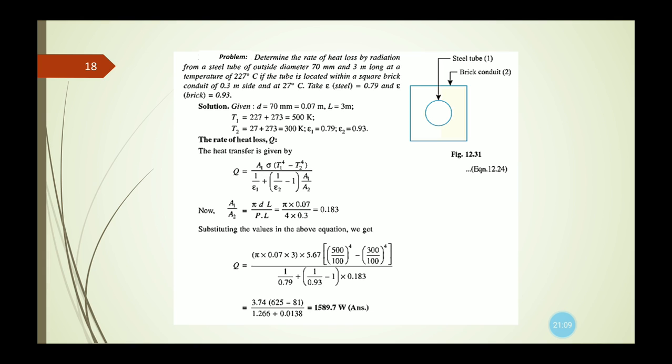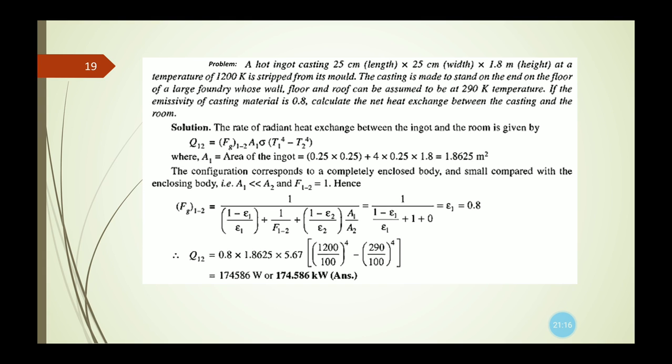So this type of numerical is very much simpler. Let us discuss the next numerical. A hot ingot casting 25 centimeter by 25 centimeter by 1.8 meter at a temperature of 1200 Kelvin is stripped from its mold. The casting is made to stand on the end on the floor of a large foundry whose wall, floor and roof can be assumed to be at 290 Kelvin temperature. Now, if the emissivity of the casting material is 0.8, calculate the net heat exchange between the casting and the room.